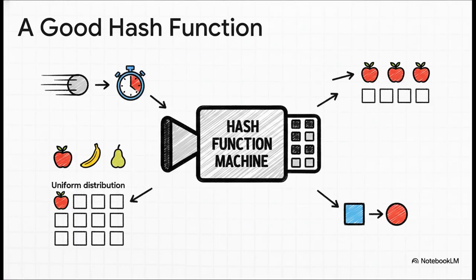But of course, not just any old formula will work. A good hash function has to be lightning fast. It absolutely has to be deterministic, meaning the word apple will always spit out the index 42 every single time, no exceptions. And crucially, it needs to be really good at spreading the indexes out evenly, trying its absolute best to give every key its own unique spot. And as you're about to see, that last part is, well, it's everything.